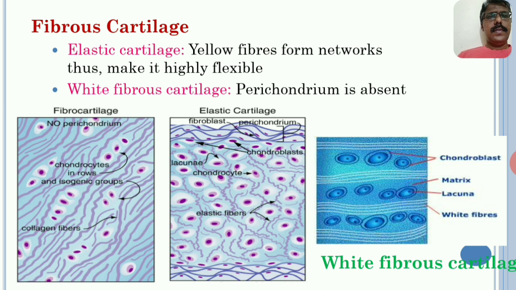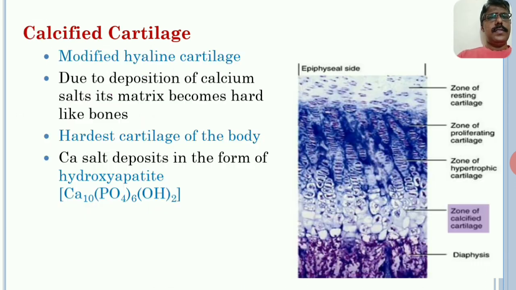Fibrous cartilage. There are types in it: elastic cartilage, where yellow fibers form networks, thus making it highly flexible. White fibrous cartilage, where perichondrium is absent. You can see the transverse sections of the cartilage.